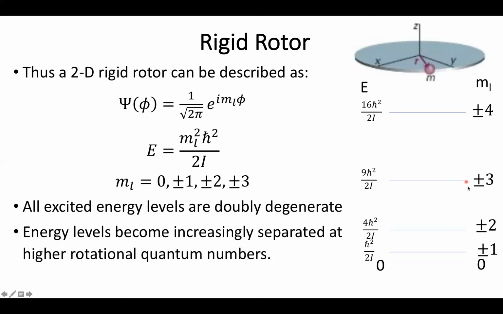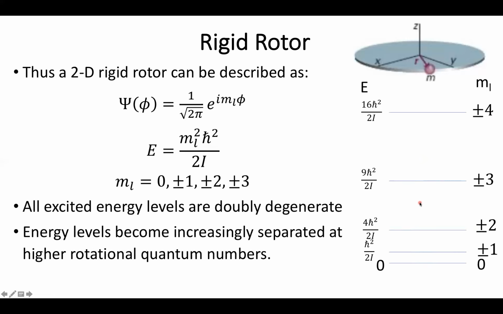And again, as the quantum numbers go up, our energy levels become increasingly separated. And this means in terms of, say, spectroscopy, it's going to take us more and more energy to jump levels. So it's going to be very easy to go in between our ground state and our first excited state, but harder and harder to go up from there.